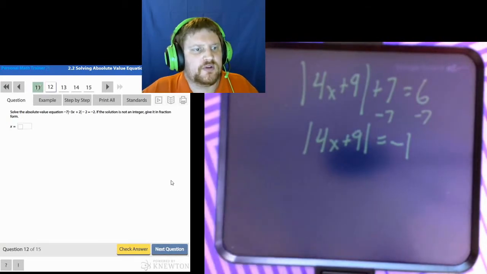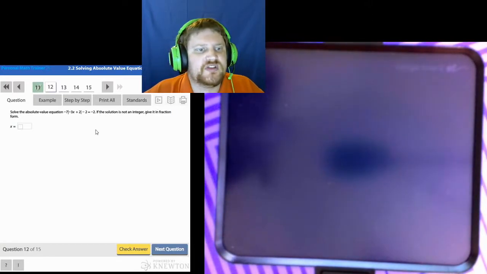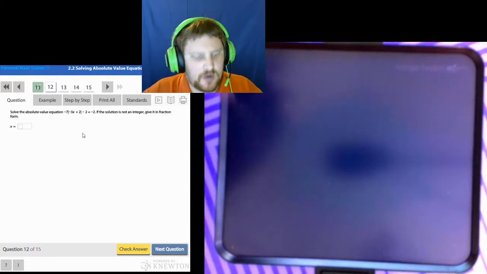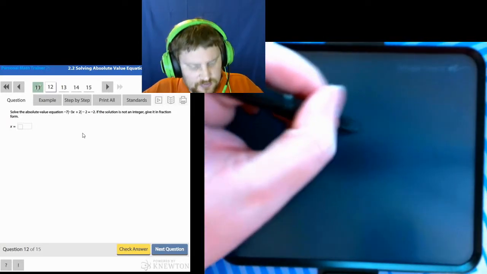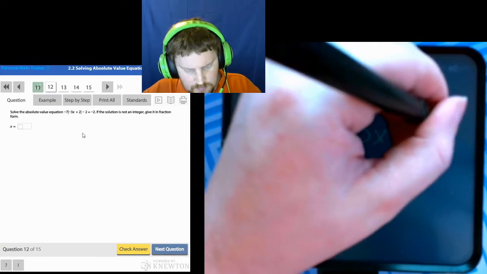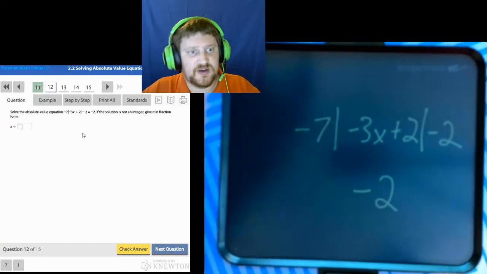Number 12. Solve the absolute value equation. If the solution is not an integer, give it in fraction form. So this is a good example where they've given us this problem and we can solve it any way we want. I'm just going to write down the problem. Negative 7 absolute value of 3x plus 2 minus 2, and then on the other side we're going to have equals negative 2.